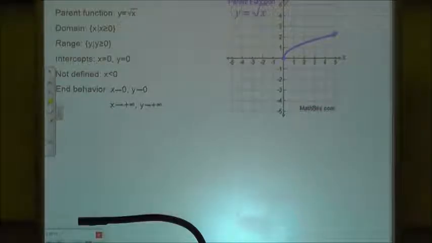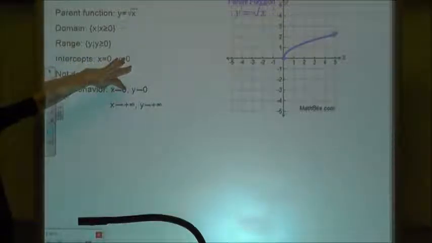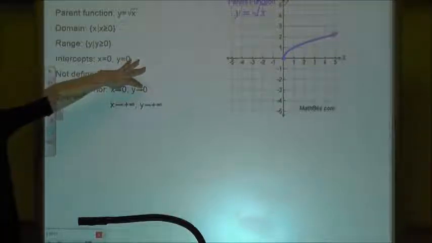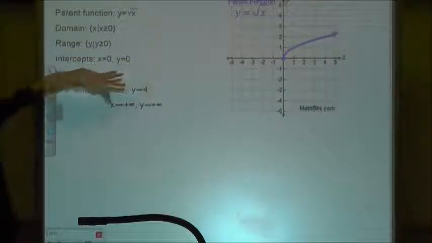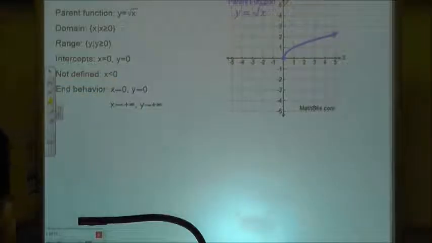What's that at the top? It says as x approaches 0, y approaches 0, and then as x approaches positive infinity, y approaches positive infinity. You also may see it written as f of x.